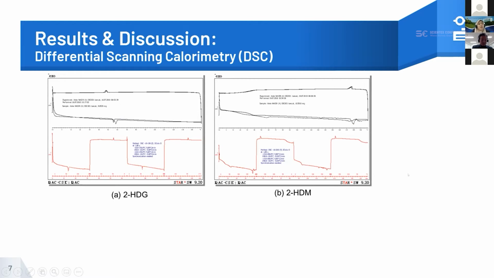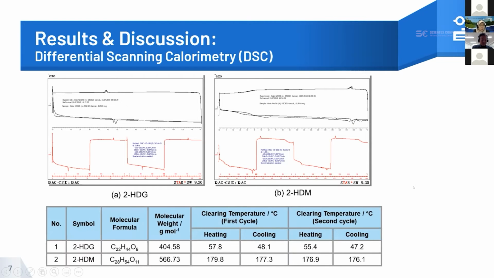Okay, this is the result of differential scanning calorimetry, which shows the result for 2-hexadecyl glucoside and maltoside. As you can see, for the first one, 2-hexadecyl glucoside, the first heating cycle and the second heating cycle are more or less the same, close to one another. So reproducible peaks mean that the sample is stable against thermal degradation. Same goes for 2-hexadecyl maltoside.